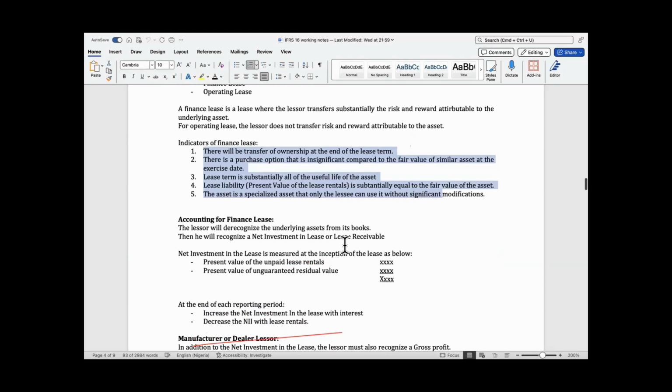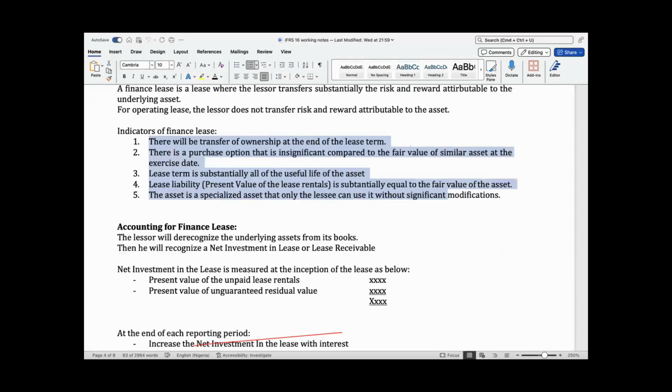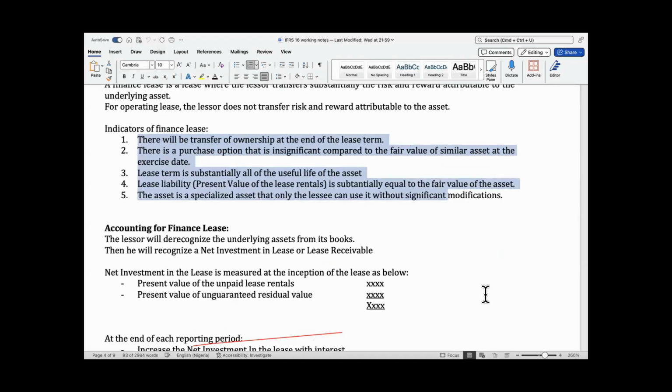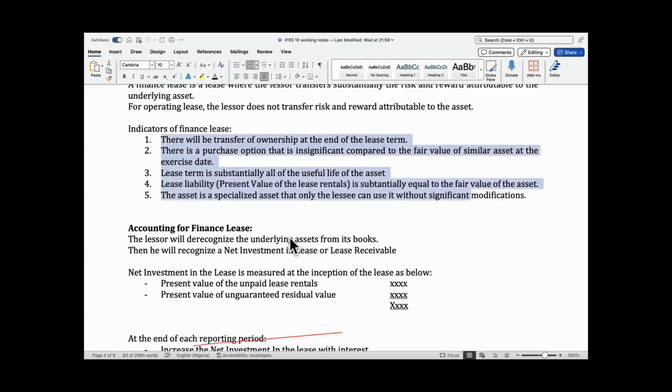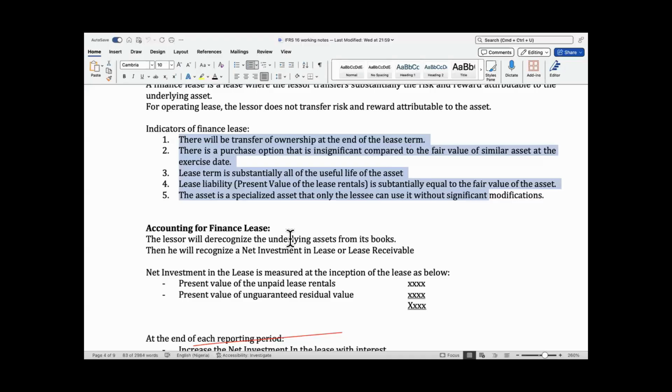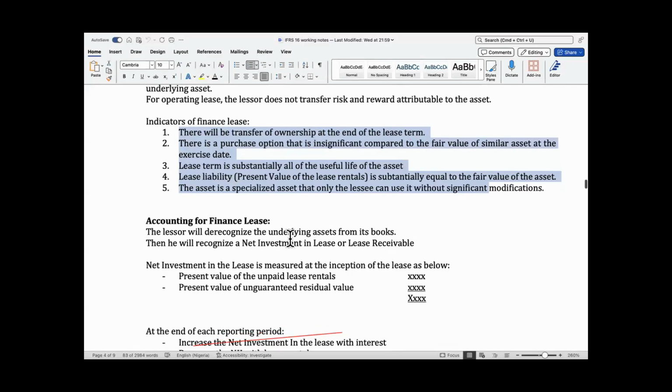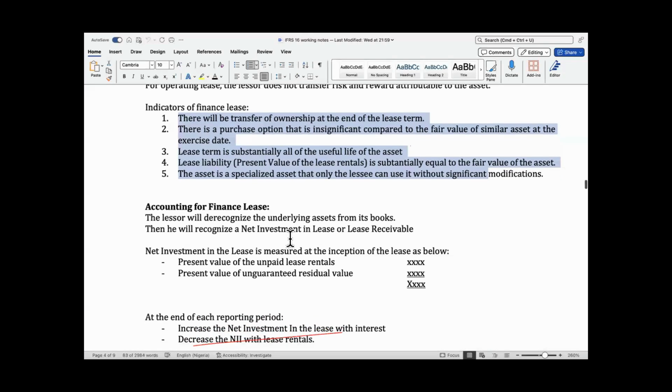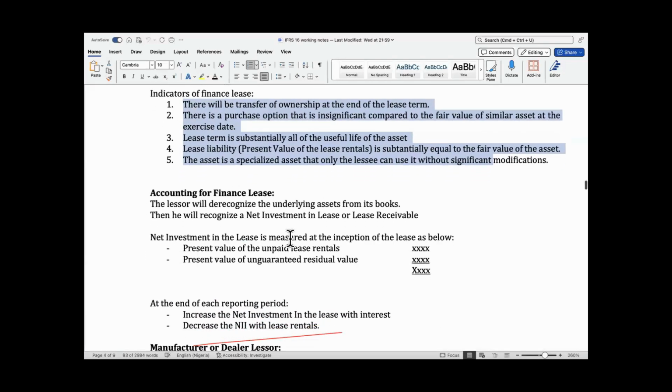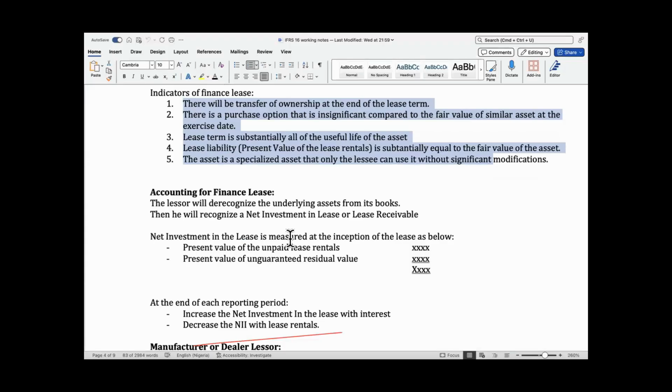And in accounting for a finance lease, the lessor will need to derecognize the asset from his books, and also he will then recognize a net investment in the lease. The net investment in the lease is recognized by adding the present value of unpaid lease rental and the present value of unguaranteed residual value together. And at the end of the year, we'll increase this net investment in the lease with interest and decrease it with lease rentals.